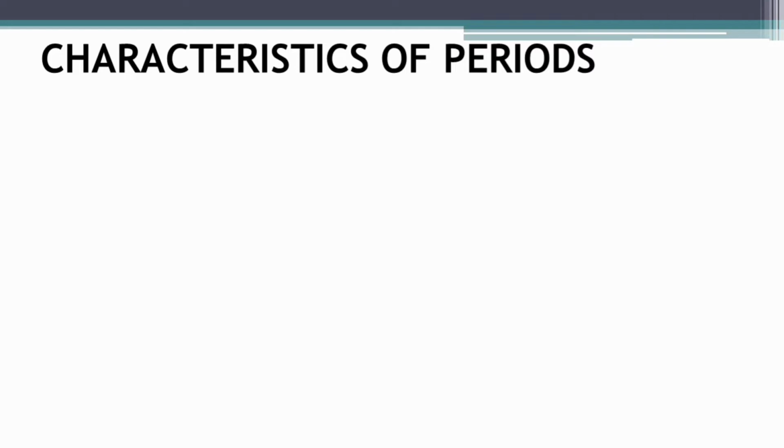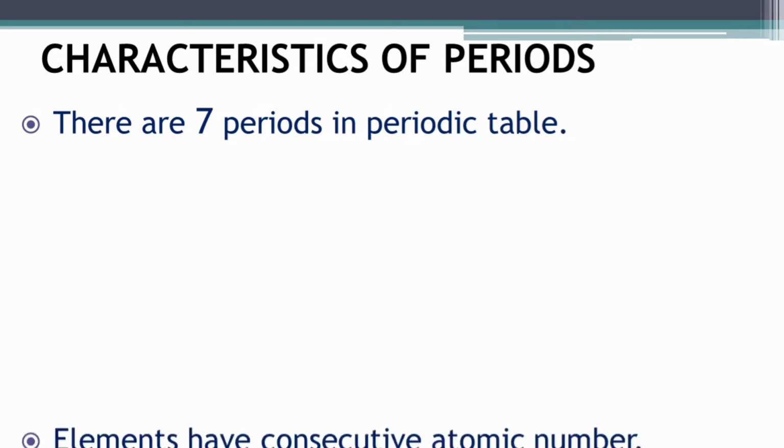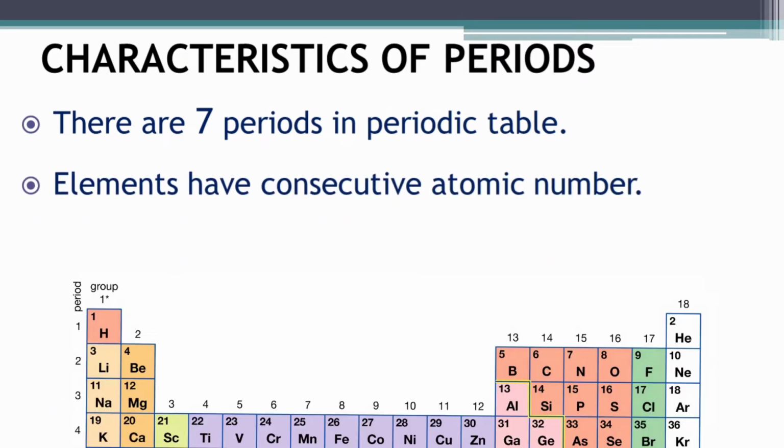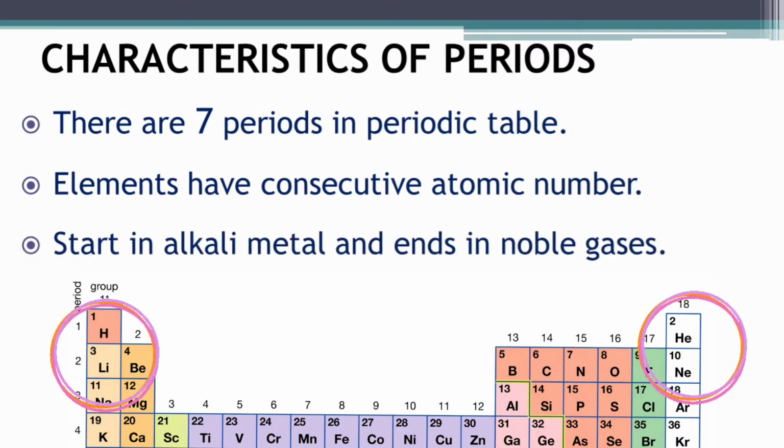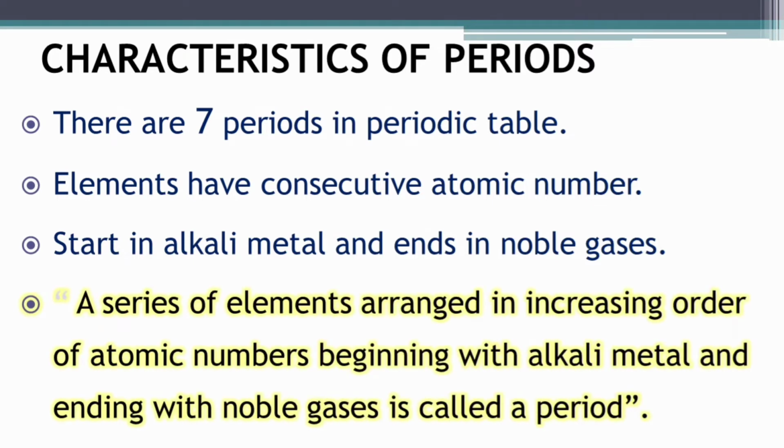As we have already discussed, there are 7 periods in the periodic table. Elements have consecutive atomic numbers, that means the atomic number of elements in a period increases by 1. Every period starts with an alkali metal and ends in a noble gas. So we can define a period as a series of elements arranged in the increasing order of atomic numbers, beginning with an alkali metal and ending with a noble gas.